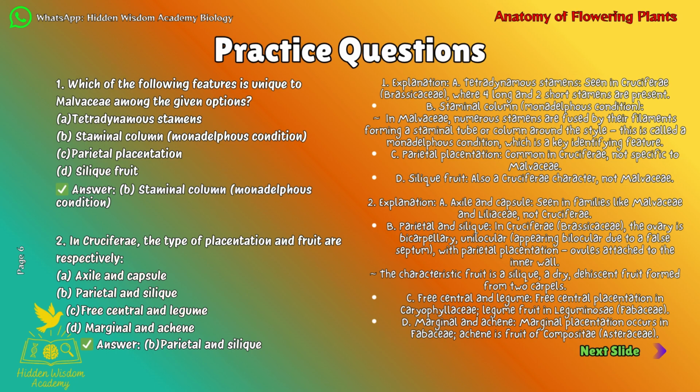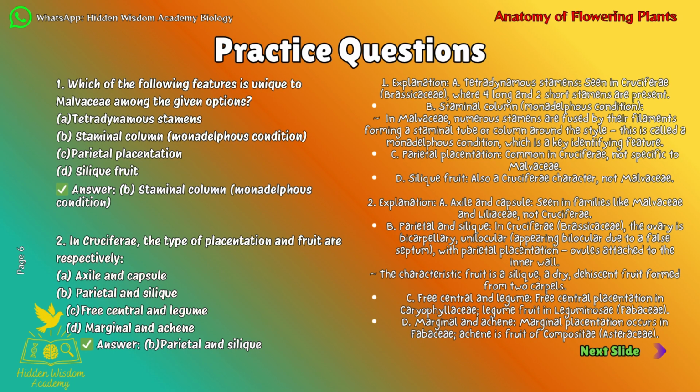Explanation. Option A says axile and capsule. This is seen in families like Malvaceae and Liliaceae, not in Cruciferae. Option B says parietal and silique. This is correct for Cruciferae or Brassicaceae. The ovary is bicarpellary and unilocular, but it looks bilocular because of a false septum. It shows parietal placentation, where ovules are attached to the inner wall. The fruit is a silique, a dry fruit formed from two carpels that split open when mature.